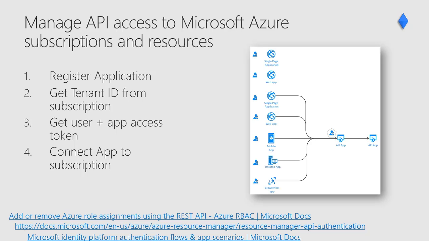Tokens can be acquired by apps running on devices that don't have a browser or are running on the Internet of Things, or IoT. Authentication scenario involves two activities. First, acquiring security tokens for a protected web API, and protecting a web API or a web app.